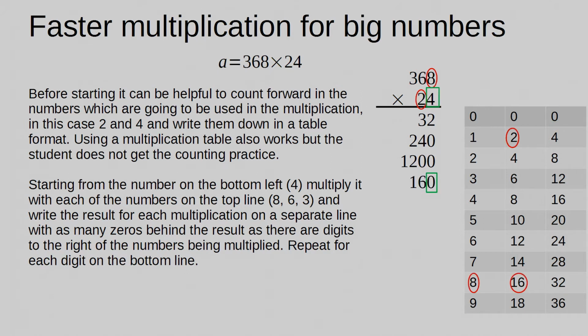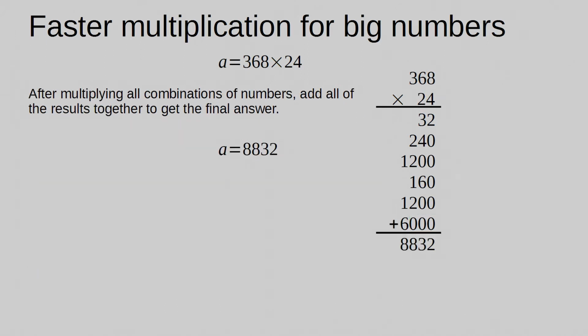Now I'm moving to the second number on the bottom line, but I'm continuing to follow the exact same process. I've got one number behind the numbers I'm multiplying, so 1 0 down, and I do my 2 times 8. Now I've got 2 numbers behind the numbers I'm multiplying, and 2 times 6, and then 3 times 2. After I've finished doing that, I then add all of the values which I have obtained through the multiplication together to get my final answer.